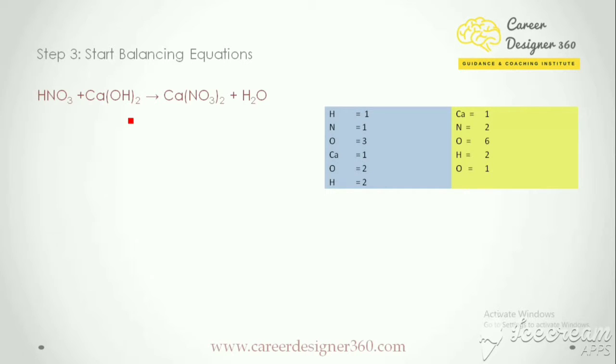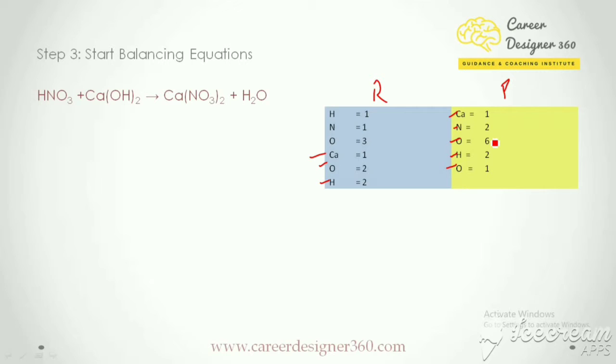For example, here in this equation, the number of hydrogen in HNO3 or nitric acid is 1, nitrogen is 1, and oxygen is 3. For calcium hydroxide, Ca, calcium is 1, oxygen is 2, hydrogen is 2. So we write it in the blue section, which is the reactant side. Now the product side is given in the yellow section, that is 1 calcium, 2 nitrogen, 6 oxygen, 2 hydrogen, and again 1 oxygen.